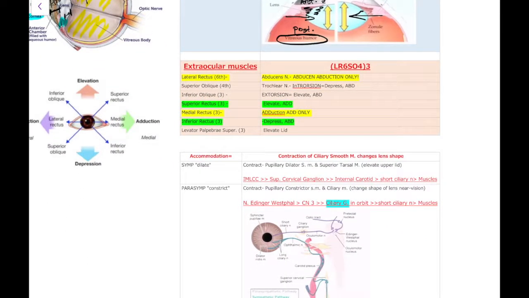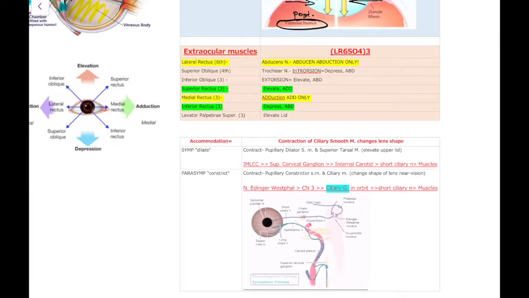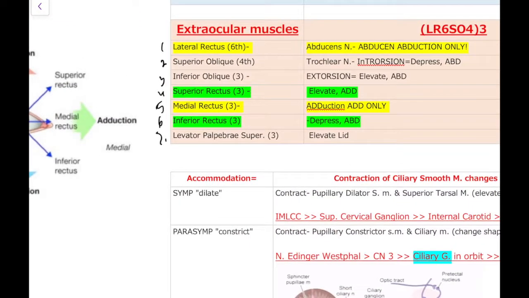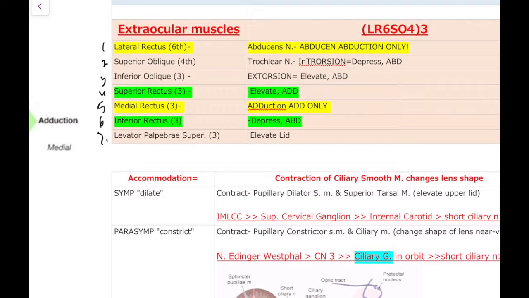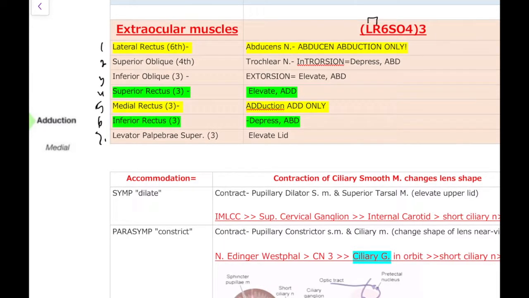If we keep going, we finally have to talk about the muscles of the eye. We have 1, 2, 3, 4, 5, 6, 7 muscles of the eye. We have the mnemonic LR6, SO4, 3, that gives you the innervation. So LR, the lateral rectus, is innervated by the 6th cranial nerve. SO4, the superior oblique, is innervated by the 4th, and everything else is innervated by the 3rd.